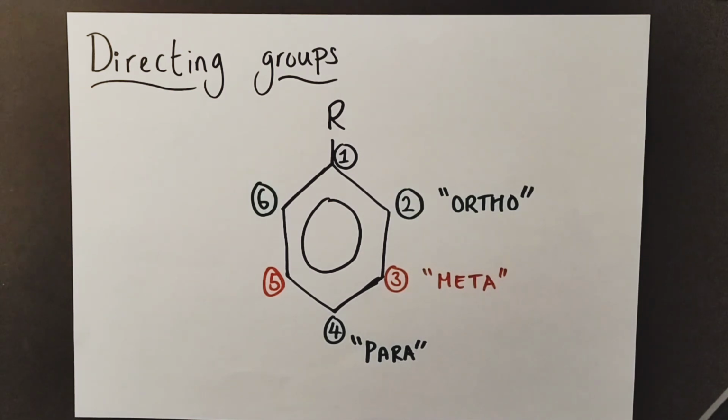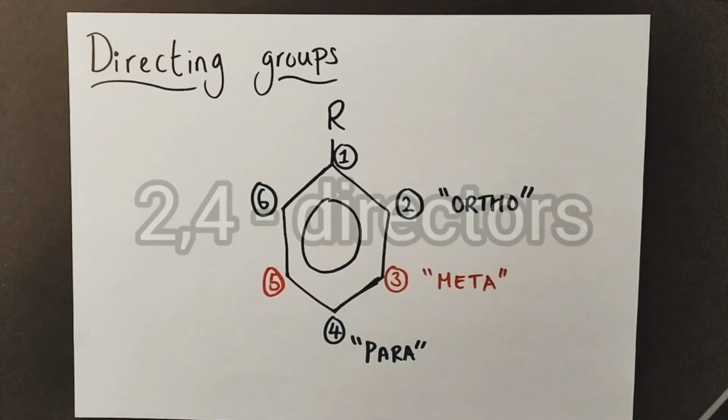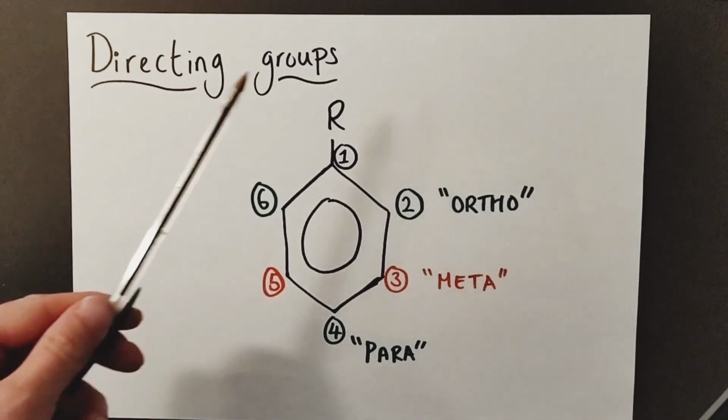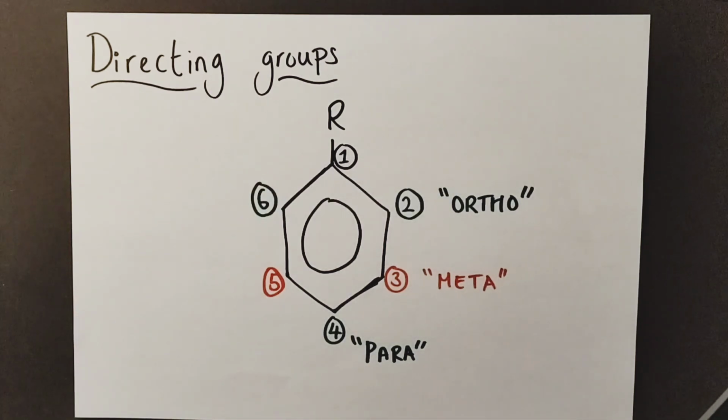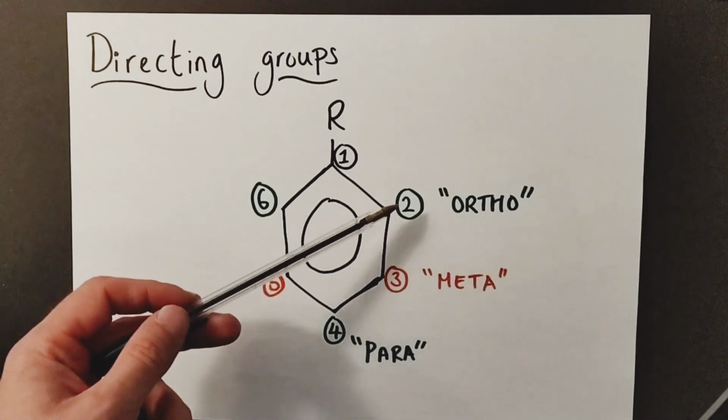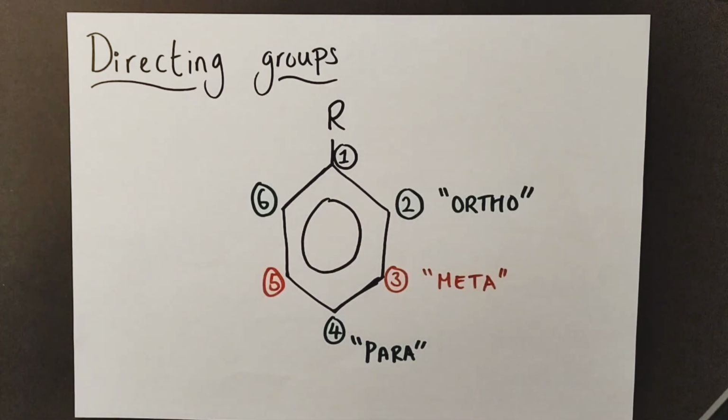More specifically, it can alter the position at which a new electrophile is going to be able to attack and attach itself to the benzene ring in a further substitution reaction. There are two types of directing groups, known as 2,4 directors or 3,5 directors. If this R group was known as a 2,4 director, that would mean it would be encouraging electrophiles to attack this benzene ring at the 2 and 4 positions in terms of further substitution.